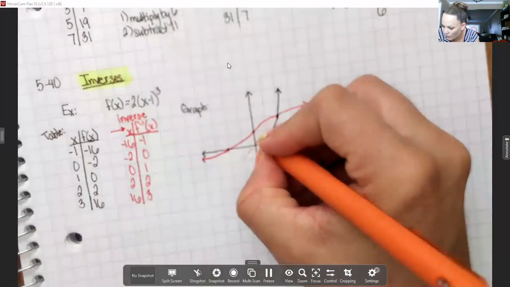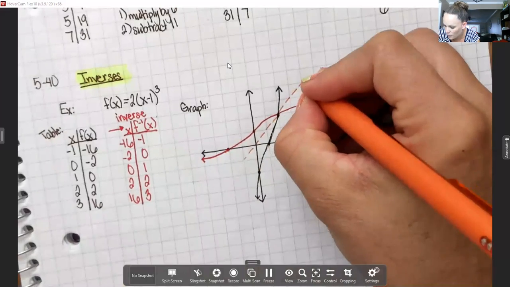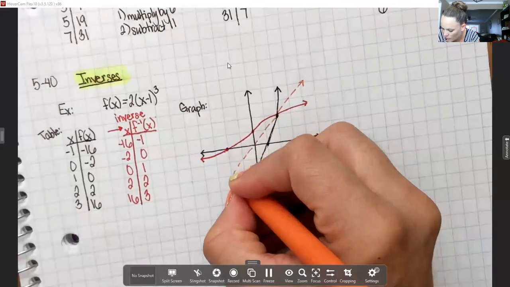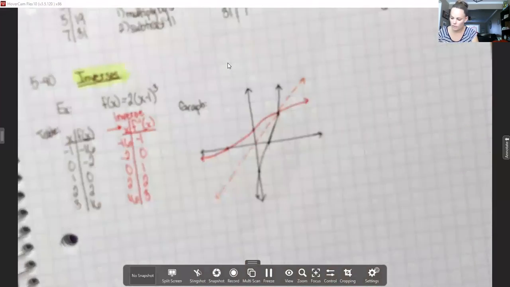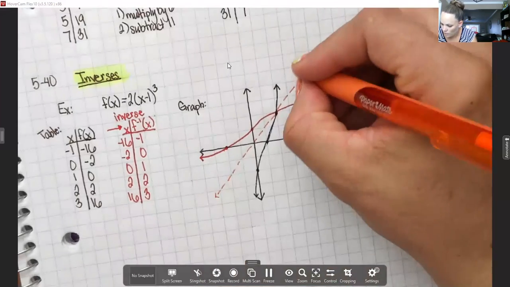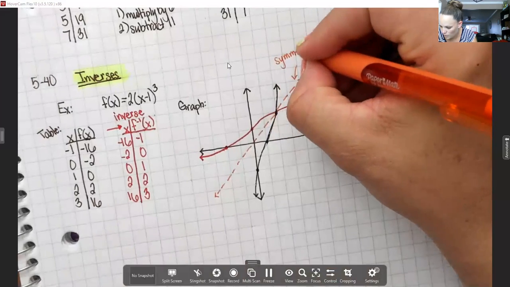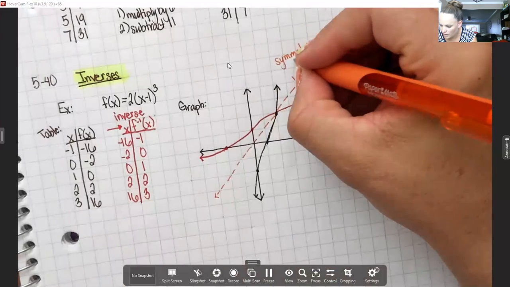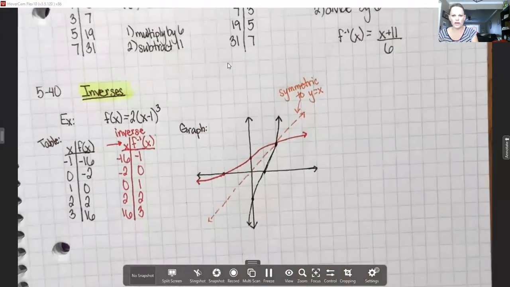Remember, for our graphs here, it's symmetric to y equals x. That's the line of symmetry.